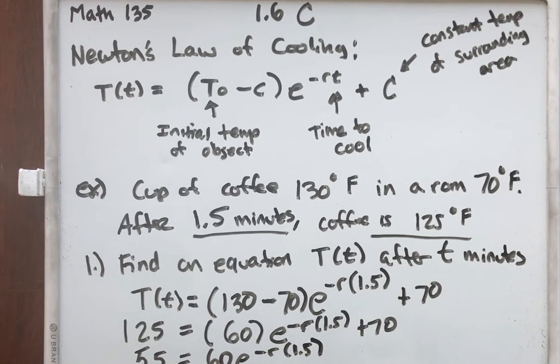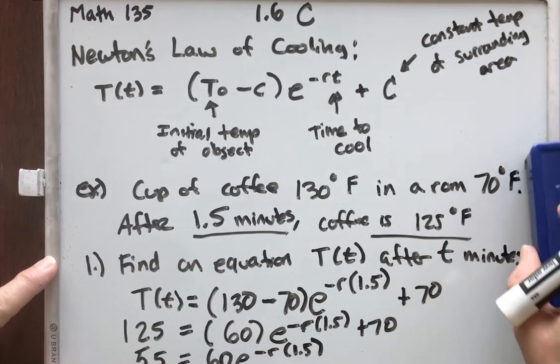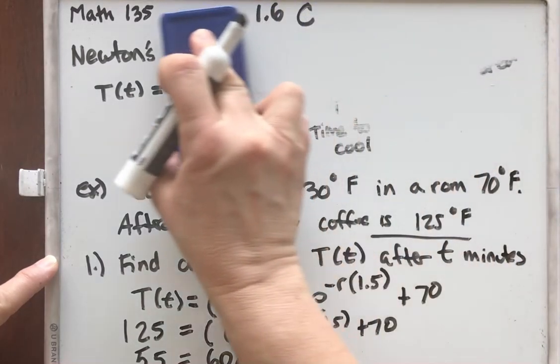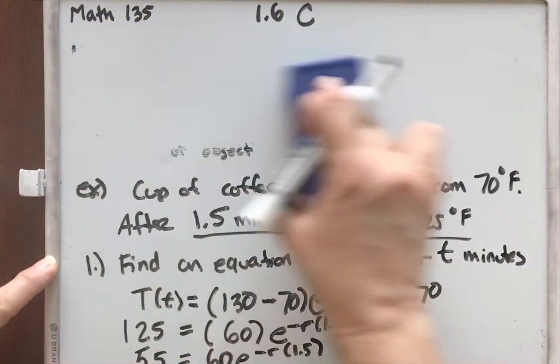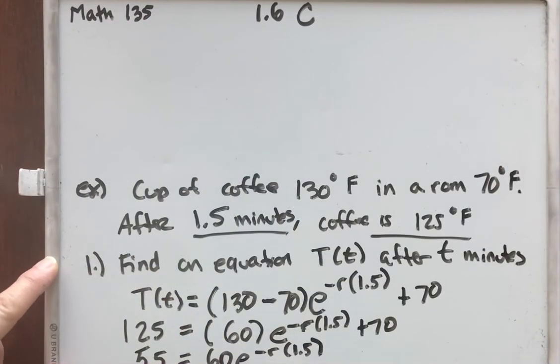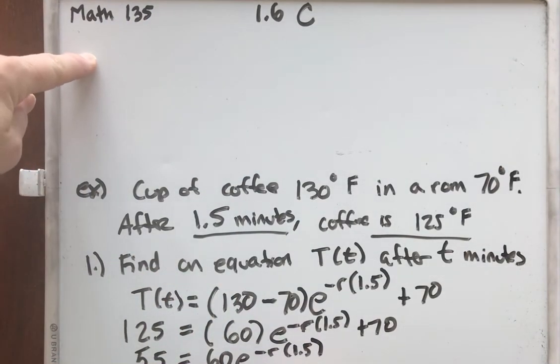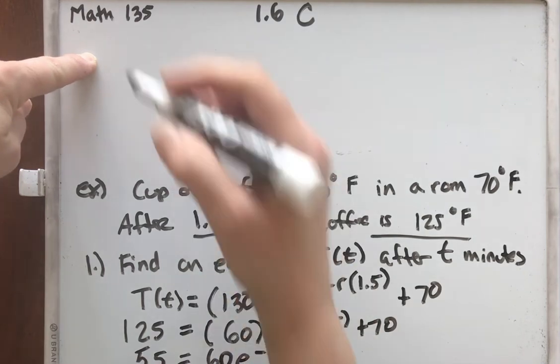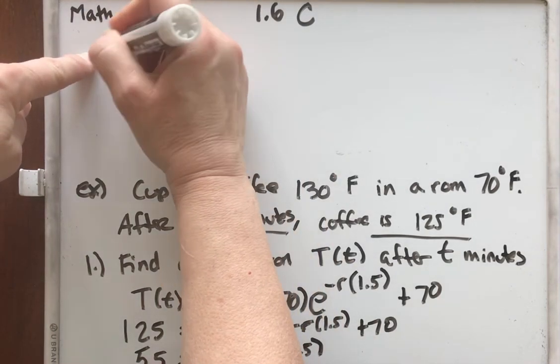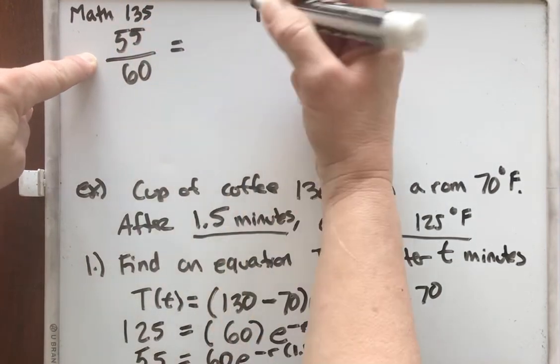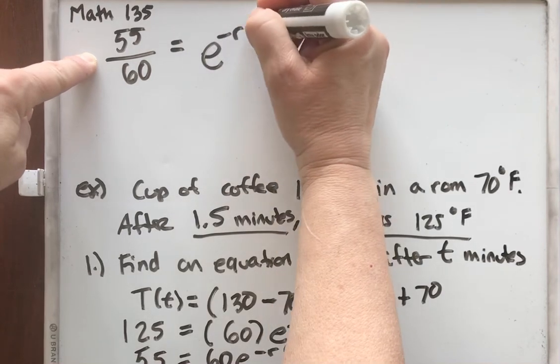Now we ask ourselves, what's the next step? What are we trying to solve for? We're trying to solve for r. This 60 is in the way, so let's divide both sides by 60. I'm going to erase this and continue the problem up there. We want to get this alone, so we divide both sides by 60, so we have 55 divided by 60 equals e to the negative r 1.5.